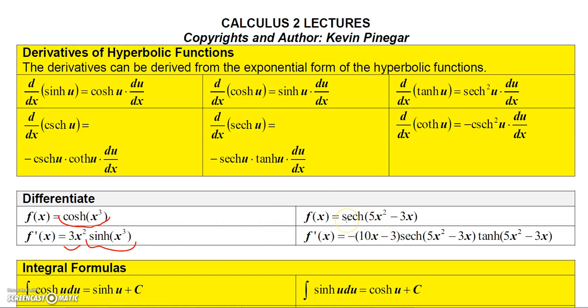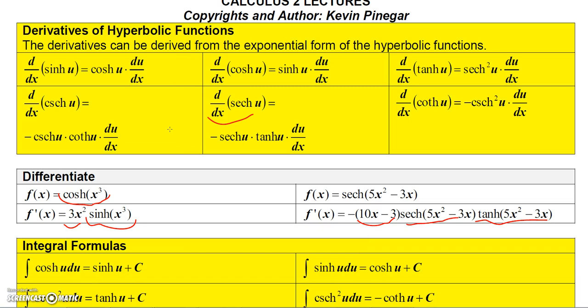And then here I have hyperbolic secant of u, where u is 5x squared minus 3x. So here's the hyperbolic secant formula here, and notice it's actually going to be minus, so here's the minus, hyperbolic secant u, hyperbolic tangent u. So there's the hyperbolic secant of u, and there's the hyperbolic tangent of u. But then remember, we have to multiply by the derivative of u with respect to x. So that would be the derivative of 5x squared minus 3x. And so that's where the 10x minus 3 comes from, because we have to multiply by that as well.